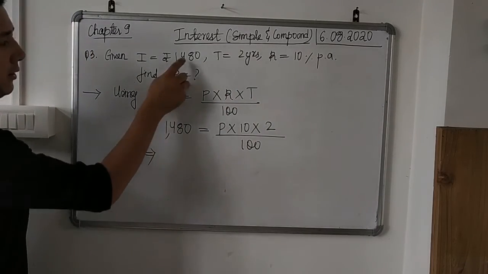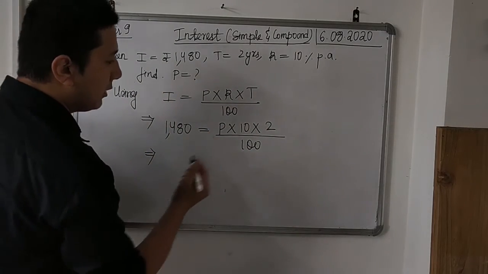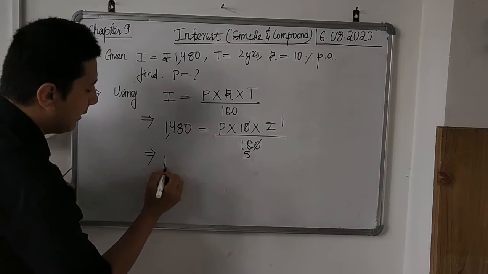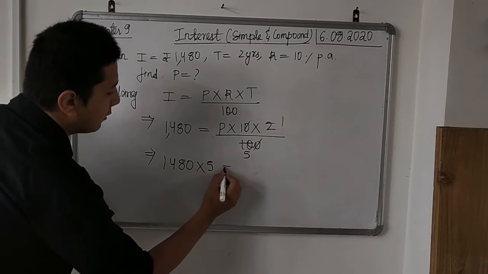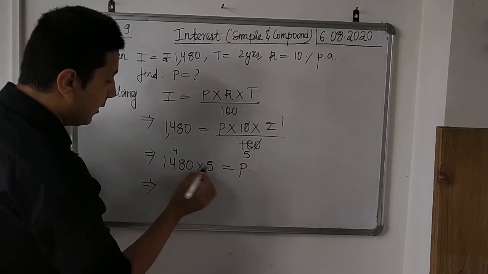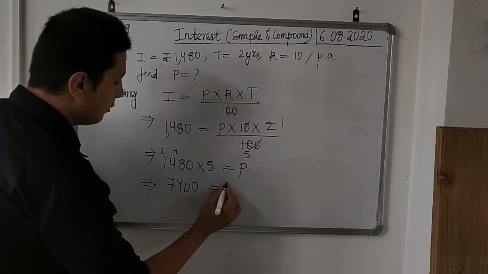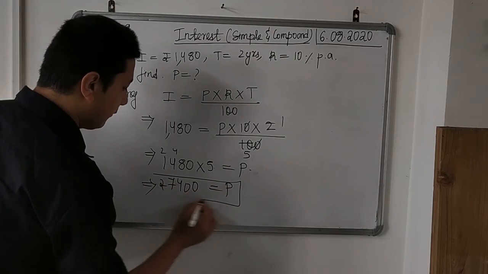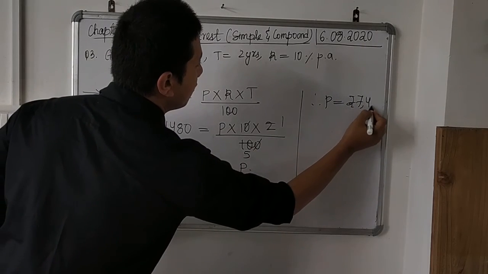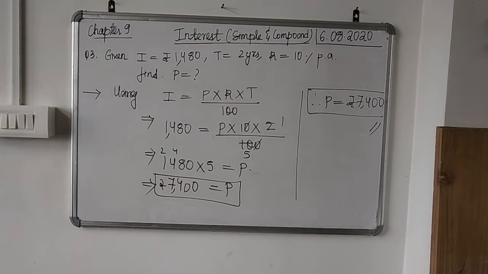Interest given to us 1480. Principal we don't know. Rate we know. Time we know. So what we can do out here is 0, 0 gets cancelled out. 2 1s are 2, 5 2s are 10. So you cross multiply. 1480 into 5 is equal to principal. So 5 8s are 40, 0 4, 5 4s are 20, 24, 2 5 1s are 5, 7, and 1 more 0. So the principal will be rupees 7,400, which is your answer as well. So please pause the video and note it down.